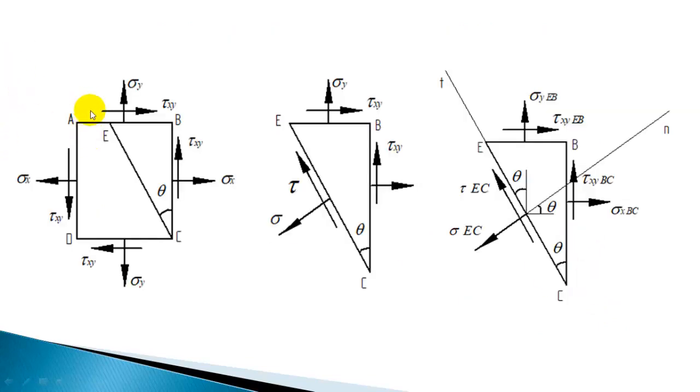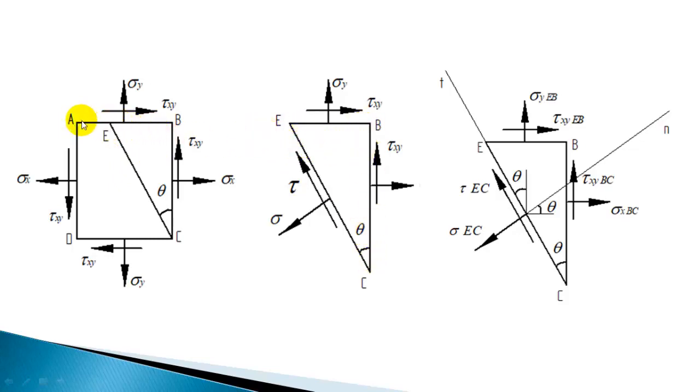So this is a section plane, CE is the section plane. Now this makes an inclination theta. Now I'll show only this part of the element. So the effect of these forces is to exert a normal force and a shearing force. So I have shown the element separately.